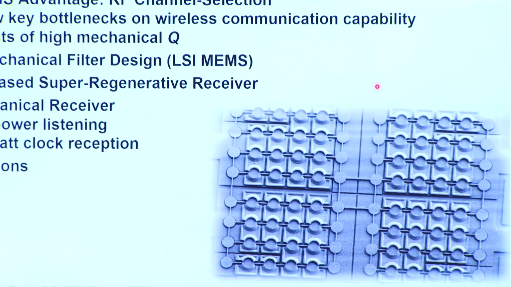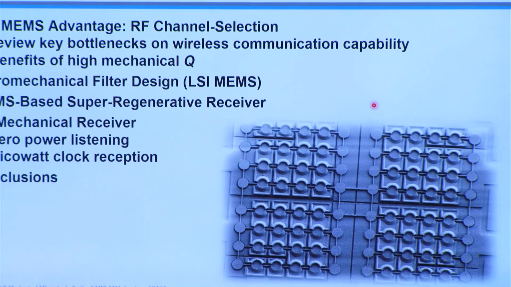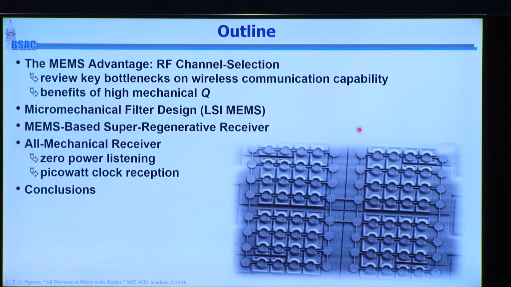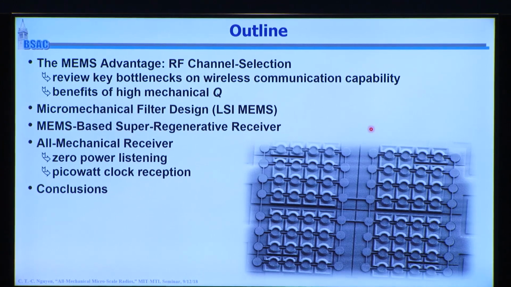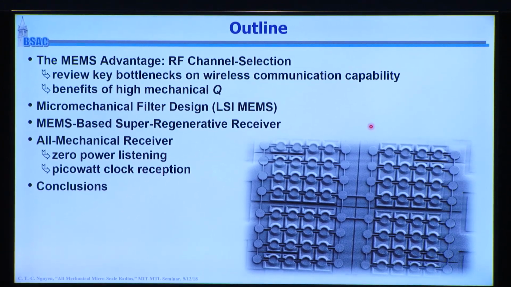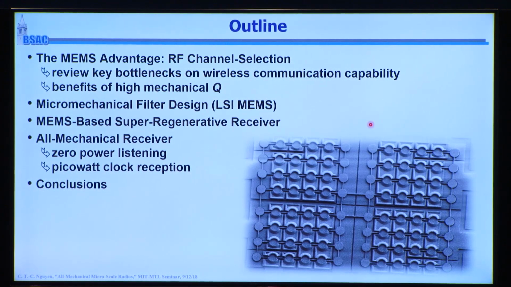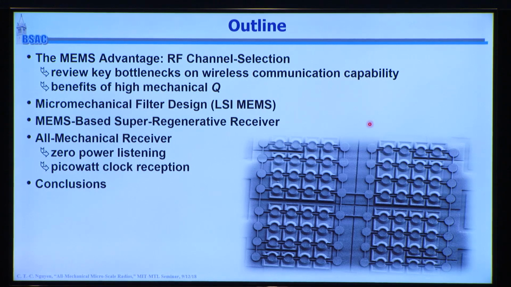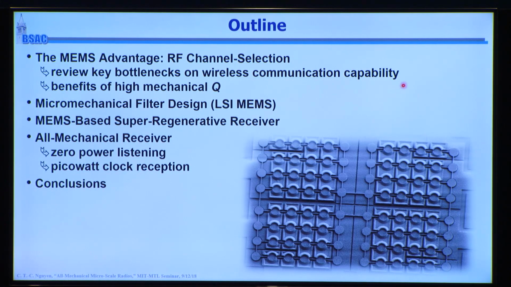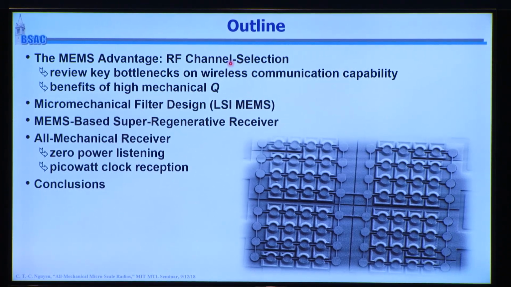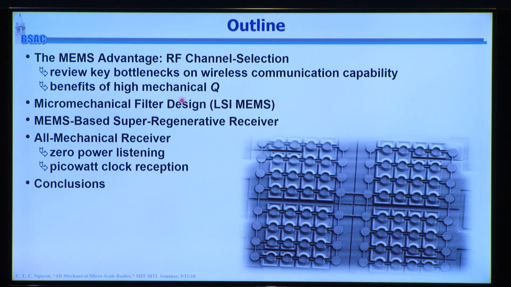The first thing I'll talk about is the advantage of using MEMS in RF right now for radios. And one of the big advantages is the selectivity. The frequency selectivity of MEMS is so high that you can actually do something called RF channel selection, which means you grab the channel at the front end, not just the band. And in order to impart why that's an important capability, I'm going to review a little bit some of the bottlenecks on current wireless communications capability, and then focus in on the benefits of that high mechanical Q and what it can do. And then we'll talk about how you can use MEMS specifically to harness these types of advantages.